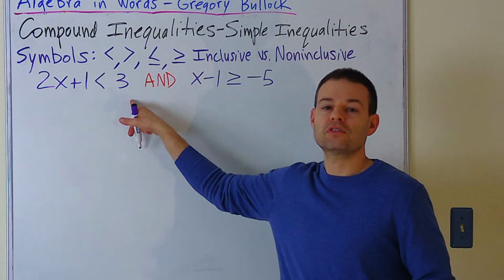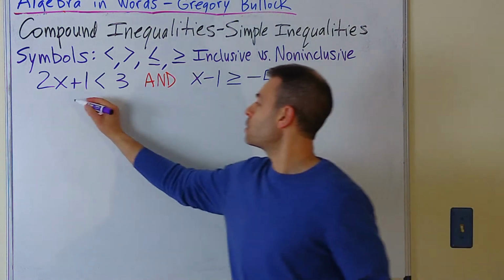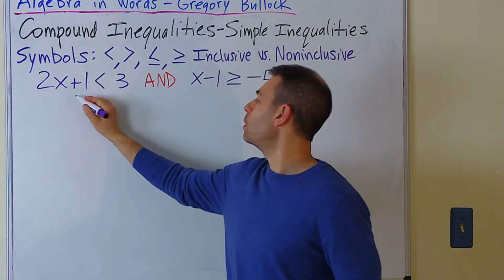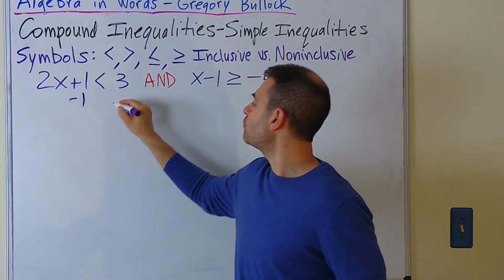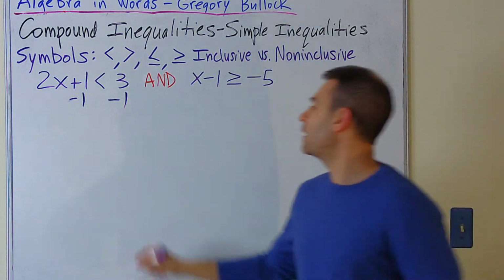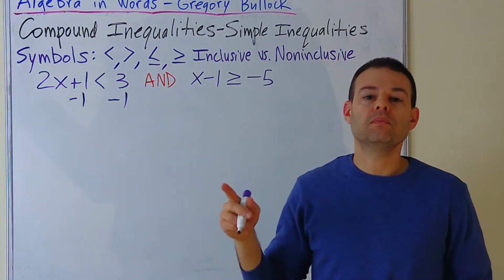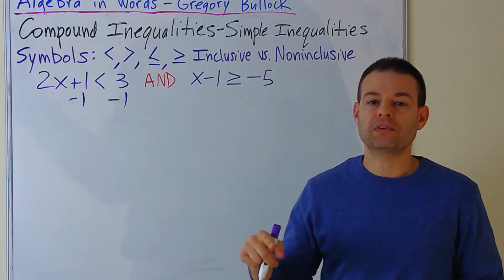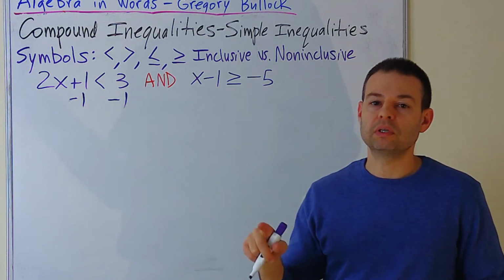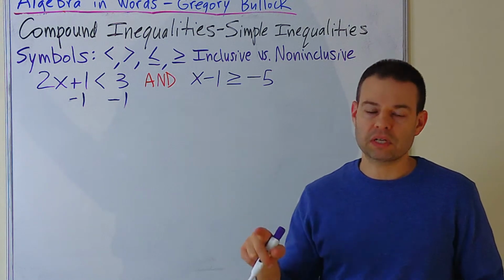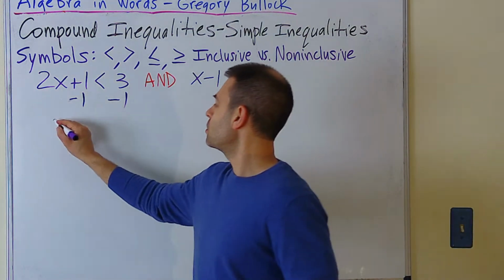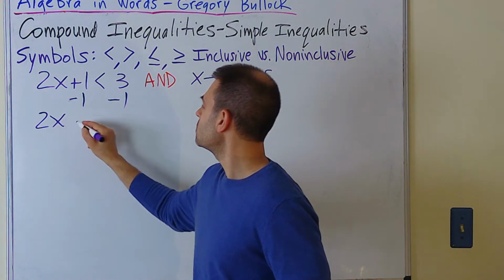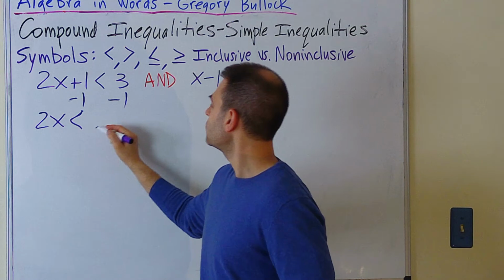So let's solve the simple inequality. And first we're going to isolate the term with the variable. We're going to subtract 1 from both sides. And keep in mind, when you're subtracting 1 from both sides, you do not change the symbol. Only when you multiply or divide both sides by a negative number. So this will leave us with 2x is less than 2.